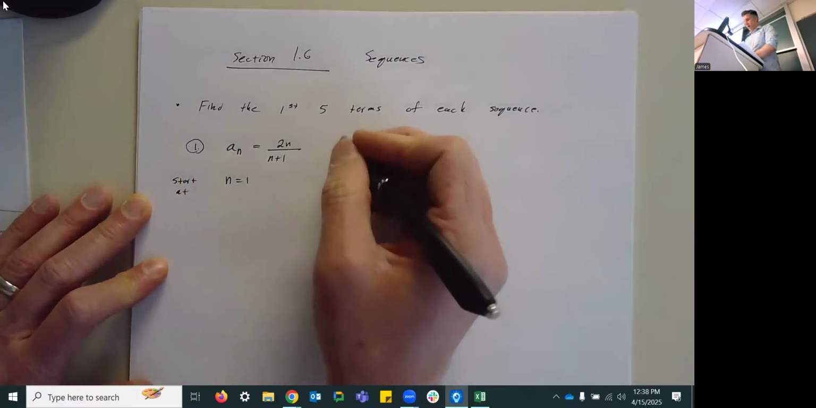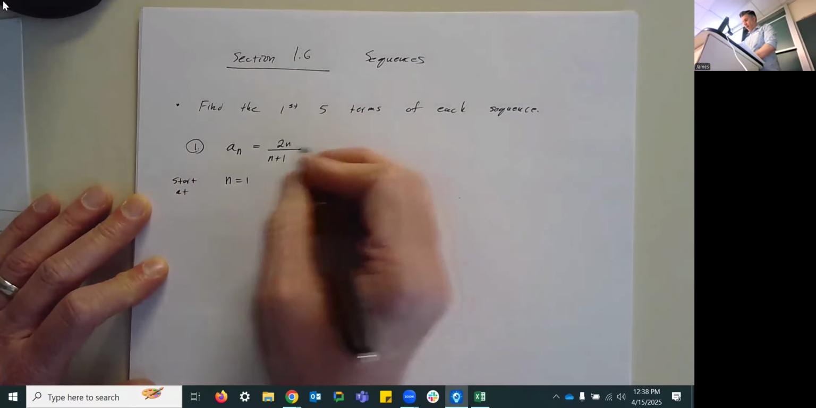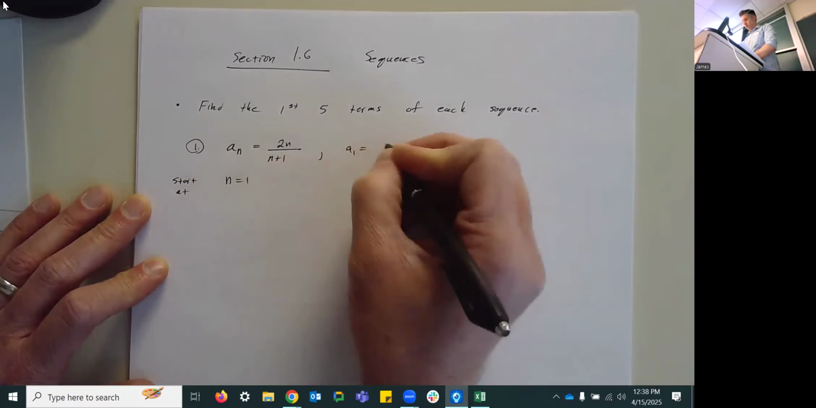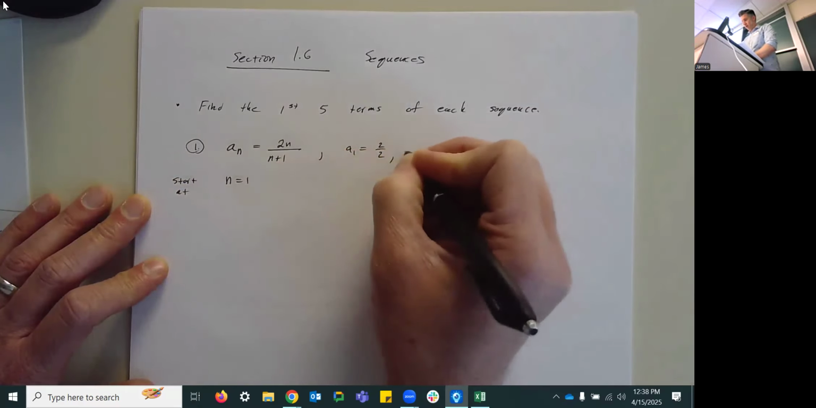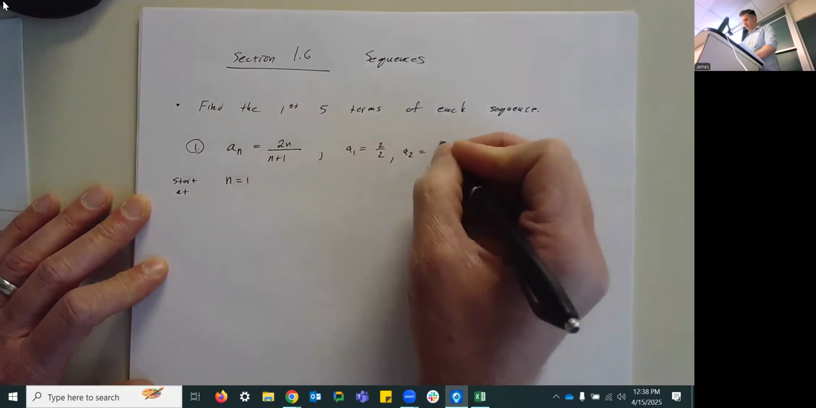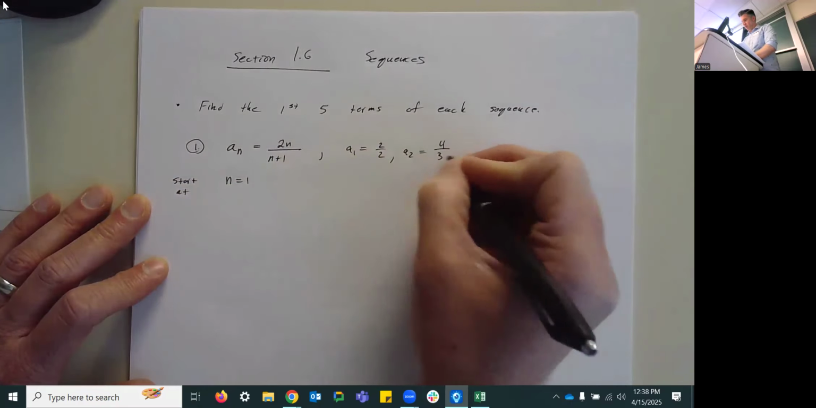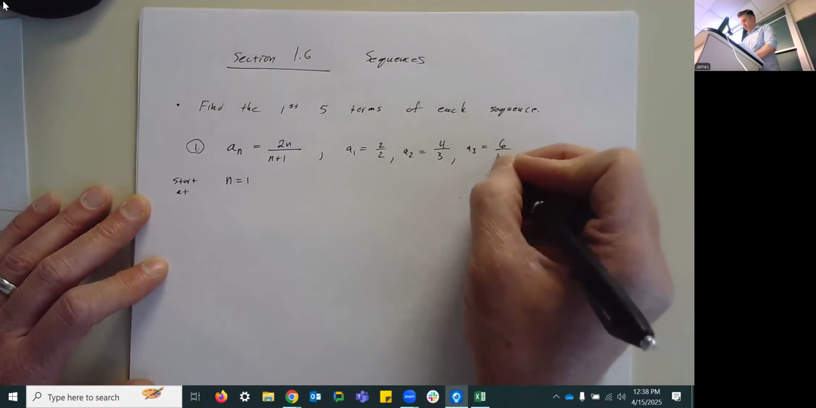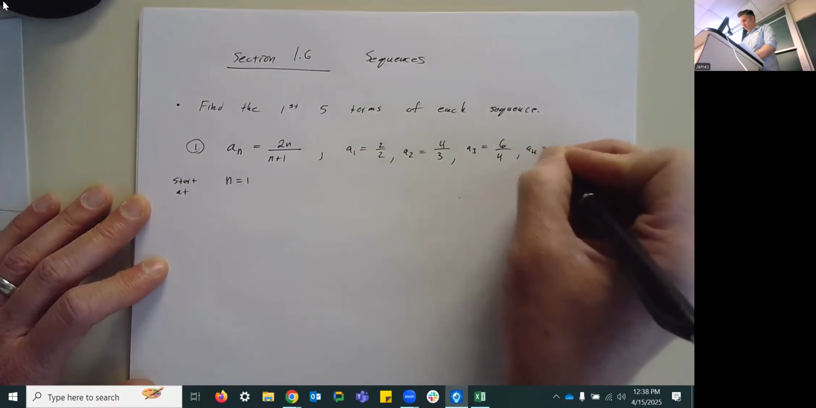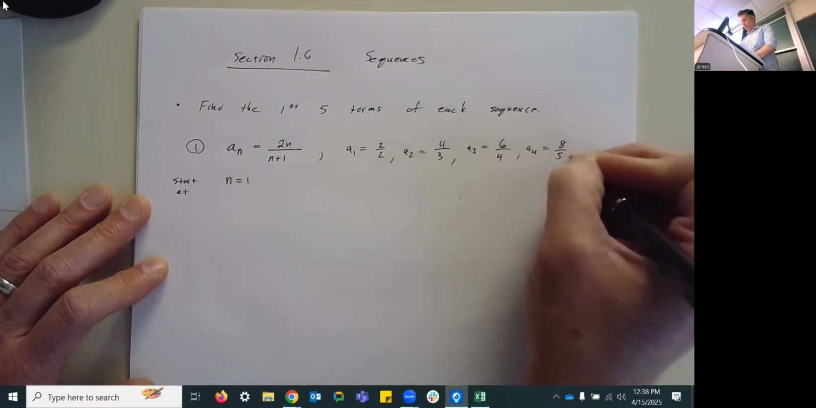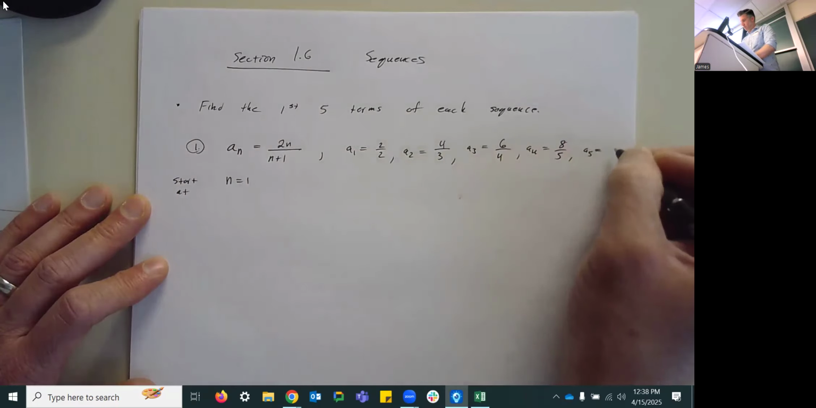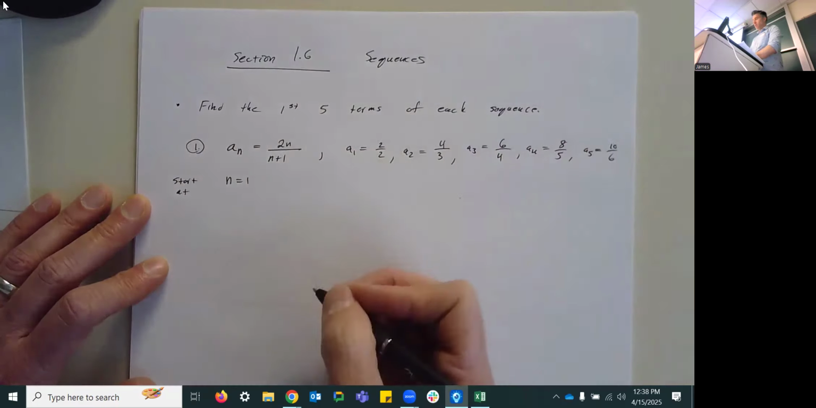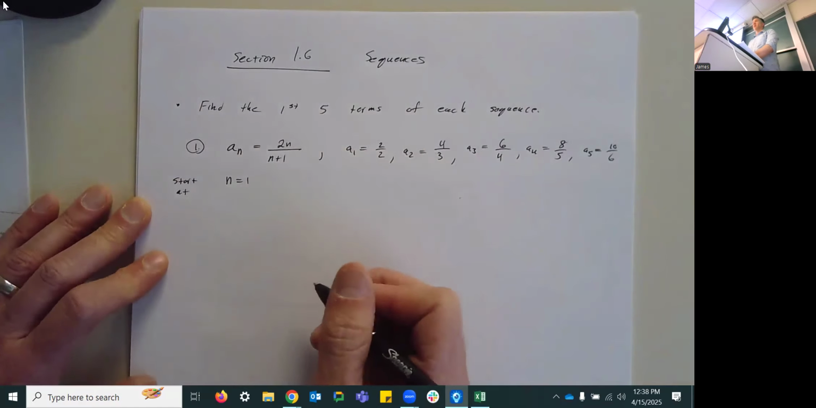So then we're going to have our a sub 1 is equal to 2 over 2. And our a sub 2 is equal to 2 times 2 over 2 plus 1. And our a sub 3 is equal to 2 times 3 over 3 plus 1. Our a sub 4 is 8 over 5. And our a sub 5 is equal to 10 over 6. And no, I didn't reduce any of my fractions because it's not really that important.